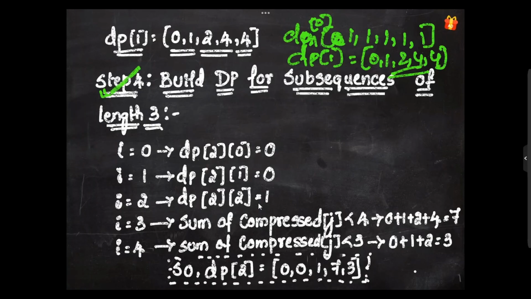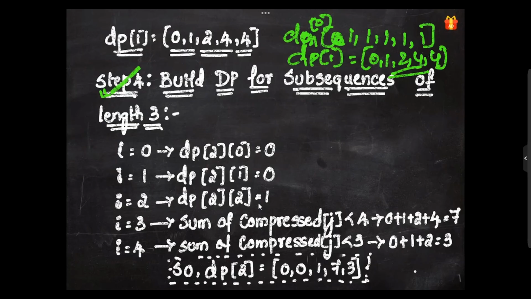We are done with step 3. Now we have to build the dp for subsequences of length 3. We are done with building dp for the subsequences of length 2. Now we are going with length 3, the same process, but now the length is different. We are considering length 3 instead of length 2. That's it, the only difference is the length here, right? So we are building the dp for the subsequences of length 3.